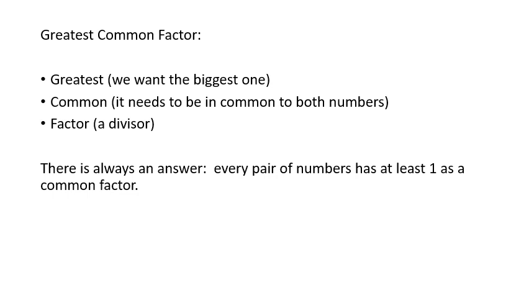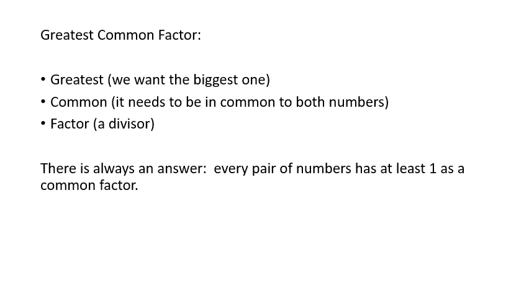So we're going to have two numbers. It needs to be something that works for both numbers. It can't just work for one and not the other. So it's got to be both. And then lastly, a factor. What we mean by a factor, we've talked about this before, is that it's a divisor. So we want to find the largest divisor that is common to both numbers that we're given for the problem.